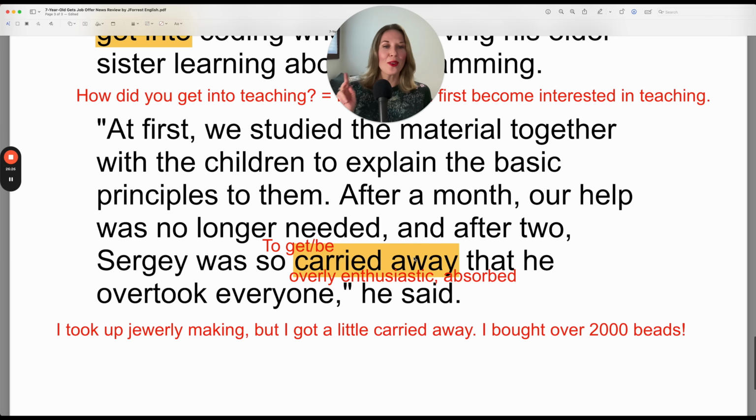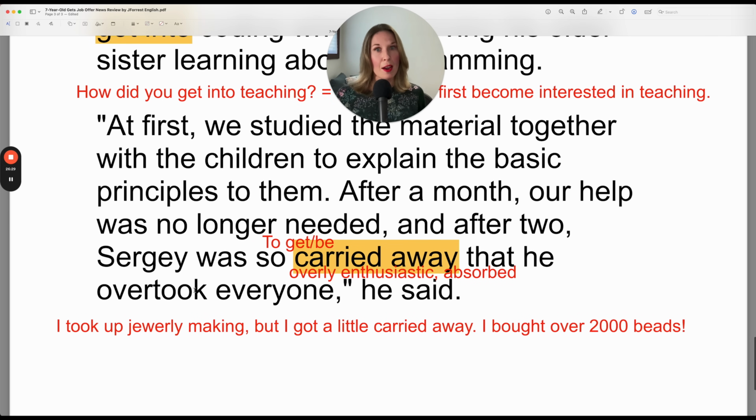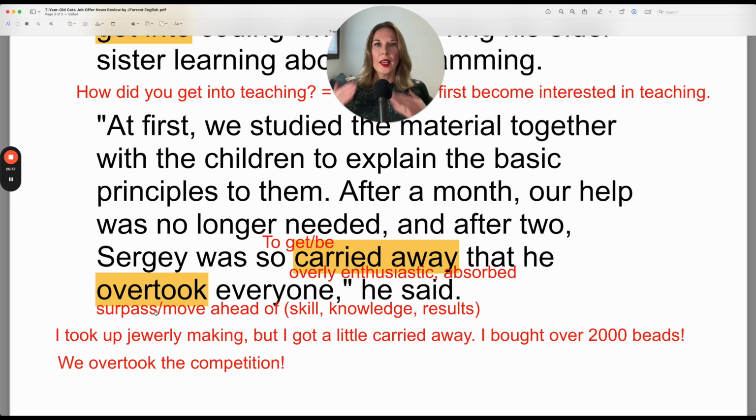Okay, so Sergey was so carried away that he overtook everyone. Let's take a look at the verb to overtake, and this is conjugated in the past simple, overtook. This means to surpass. So remember, Sergey and his sister, or the parents as well, were at the same level of knowledge or skill with coding, but then Sergey got carried away. He spent all of his time learning and coding, and then he overtook. So he surpassed. He moved ahead of the others in terms of skill, knowledge, or results, or all three.